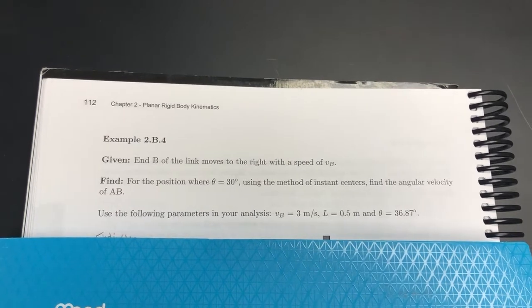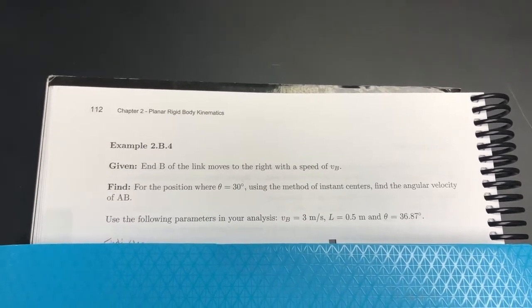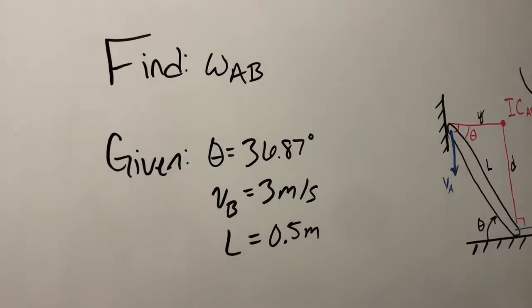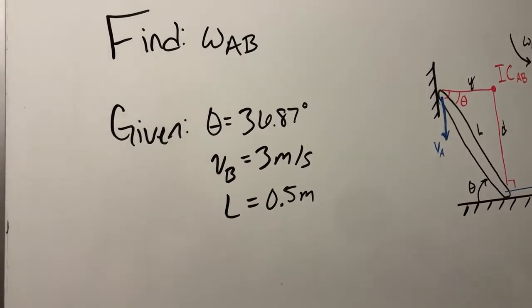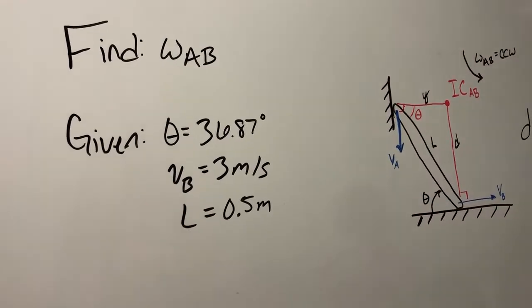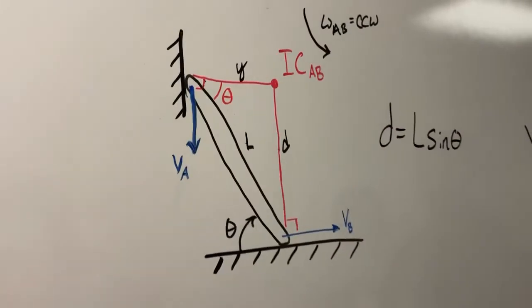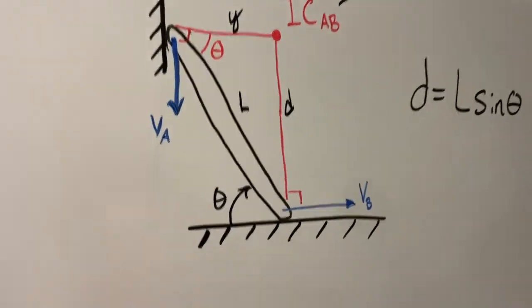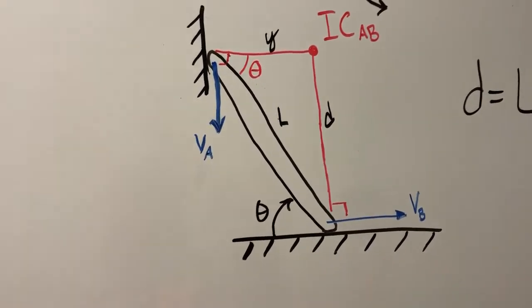VB equals 3 meters per second, L equals 0.5 meters, and theta equals 36.87 degrees. So I wrote all the givens out and the finds, and we're finding omega AB. We're given theta equals 36.87, velocity of B is 3 meters per second, and the length is 0.5 meters. And here's our diagram.